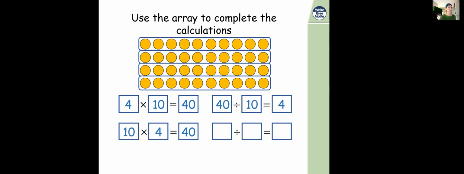And finally, starting with our total again always, 40 divided by, well, we've done divided by 10 already, so what's the other number? 4. 40 divided by 4 equals 10. You have 40 and you share it equally between 4 groups. You have 10 in each group.